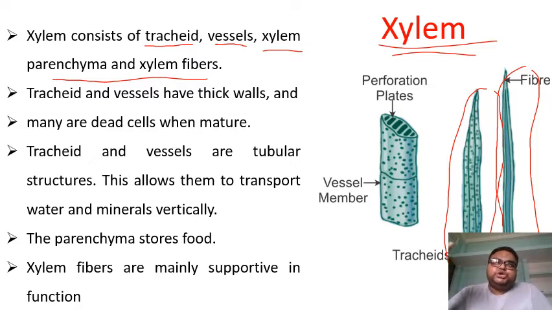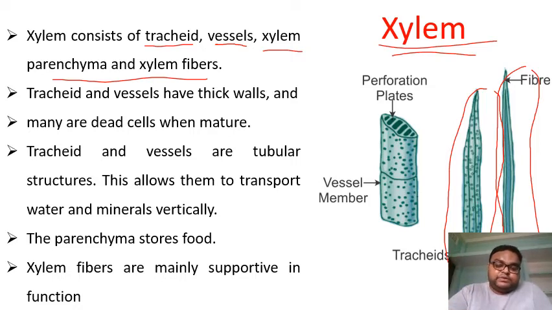When the cells mature in the tracheids and vessels, they generally become dead, right? So what do tracheids and vessels have? Tracheids and vessels have a tubular structure, which allows for the transport of water and minerals, right?